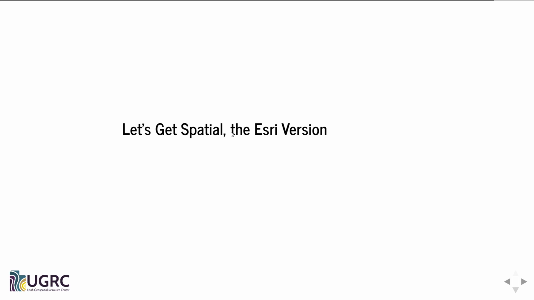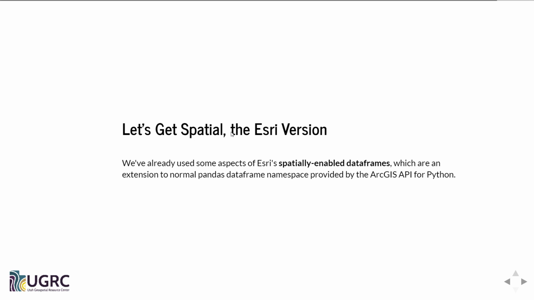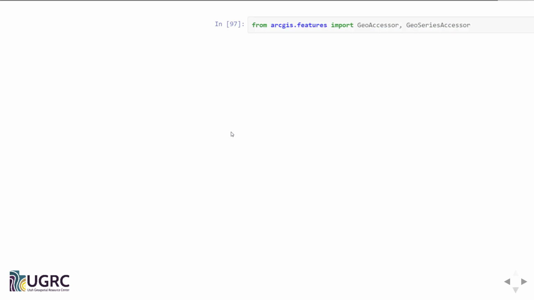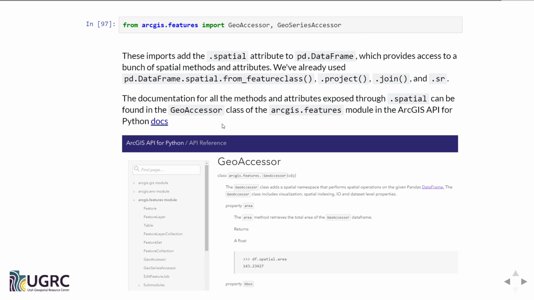So, in 1 minute, Esri spatially enabled data frames. This is how we get all these spatial operations. And the way we get these is this import: from arcgis.features import GeoAccessor, GeoSeriesAccessor. This is in the documentation. These add the .spatial attribute to our data frame. This is how I've been getting project, spatial join, load from feature class. So your pd.DataFrame.spatial or your data frame name .spatial, and then you've got all these different functions.